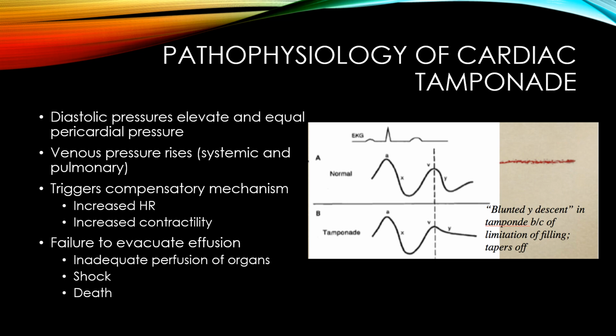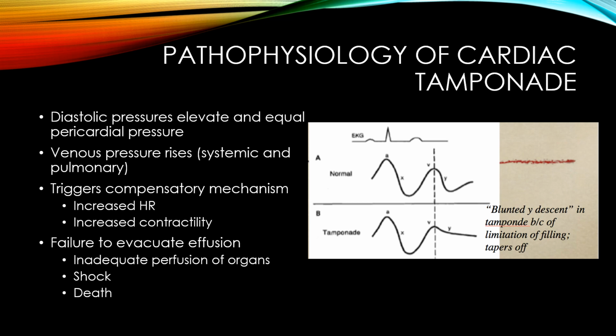Now, the venous pressures also rise, and that's because it can't empty the blood into this heart or into those chambers that are full of very high pressure. So that'll trigger a compensatory mechanism, an increase in heart rate, as well as an increase in contractility to try to compensate for that drop in cardiac output. And again, failure to evacuate the effusion can lead to ultimately shock and death, because as the heart gets compressed more and more, the cardiac output drops further and further, and this ultimately leads to death of organs and ultimately the heart.